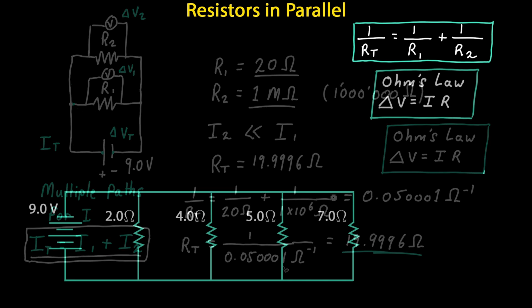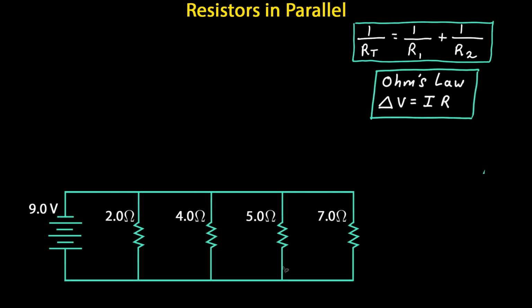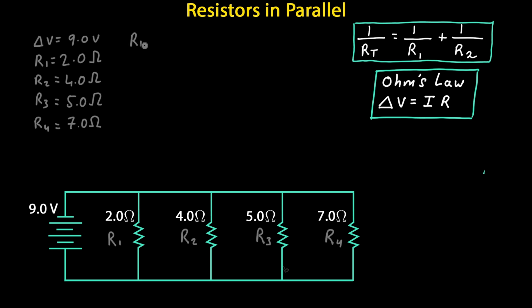So let's try a question. A 9-volt battery is connected to 4 resistors in parallel, as shown in the schematic below. Find the total resistance for the circuit and the total current in the circuit. So we've got 4 resistors here in parallel. We've got a 2 ohm resistor, a 4 ohm resistor, a 5 ohm resistor, and a 7 ohm resistor. Our battery has a potential difference of 9 volts.